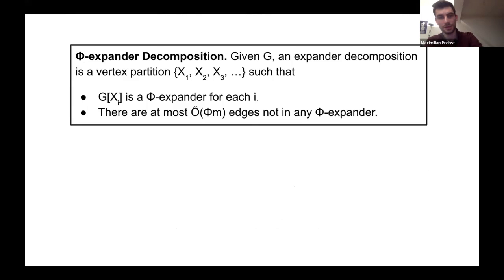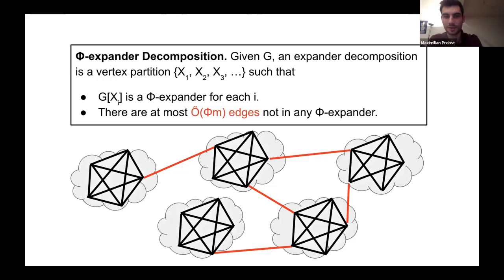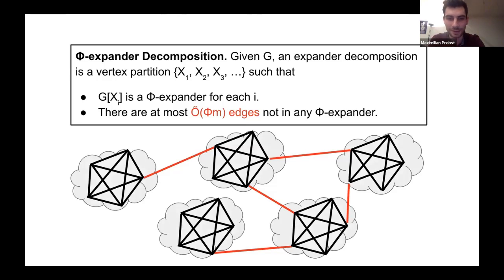I have an example here. So here you can see some complete subgraphs or almost complete subgraphs. You would make those the expanders, and then you have some edges going in between, and you can delete them. Sorry, I don't have a slide that deletes them. You can delete these red edges, and then you essentially get some different subgraphs that are connected and really well connected.